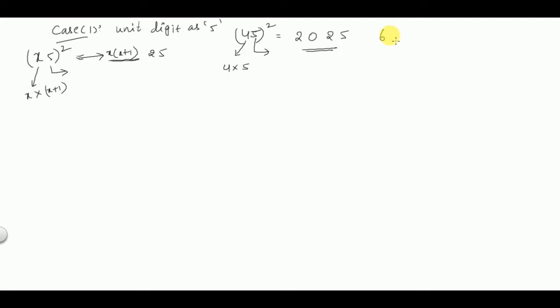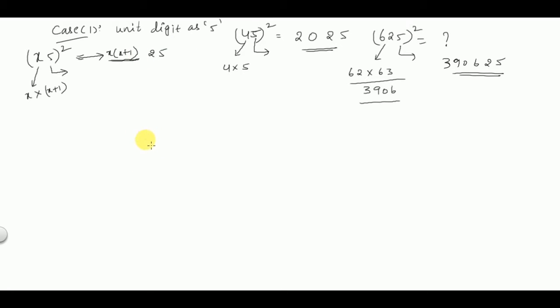Similarly, take 625 whole square. 5 square is 25, as it is we will write. The number remaining is 62, so 62 multiplied by 63 will give you 3906. So the square of 625 will be 390625. You can solve any value with unit digit 5 in this manner.